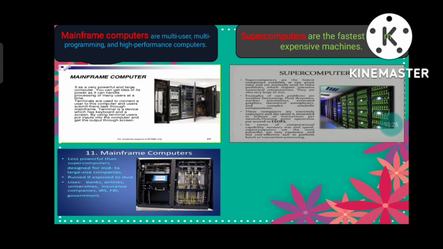These computers are extremely expensive, and their speed is measured in billions of instructions per second, or floating point operations per second, the FLOPS. In terms of computation capability, memory size, and speed, supercomputers are the most powerful, are very expensive, and not cost effective just to perform batch or transaction processing.